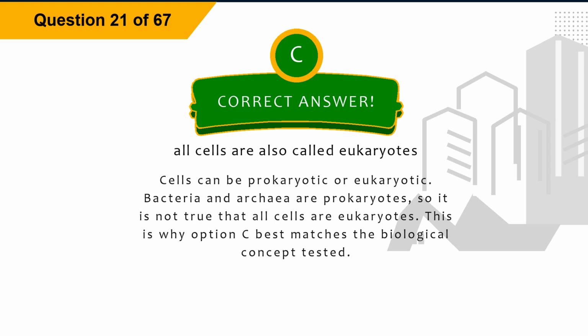Explanation. Cells can be prokaryotic or eukaryotic. Bacteria and archaea are prokaryotes, so it is not true that all cells are eukaryotes. This is why option C best matches the biological concept tested.